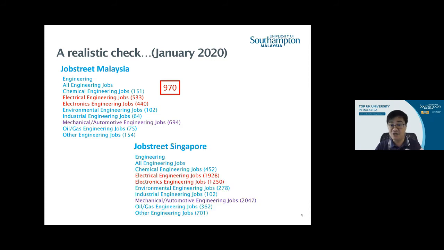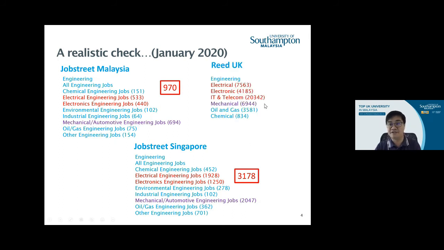And then if I go over to Singapore and just to double check on the data, I also get the same numbers. It's having a very, very high number of demands over in Singapore, just across the straits. And of course, number 2 on the list is actually mechanical engineering, which is very much needed as well. And of course, if I just draw a comparison to the UK website, Reed UK, it's equivalent to JobStreet in Malaysia and Singapore, and the same demand applies.